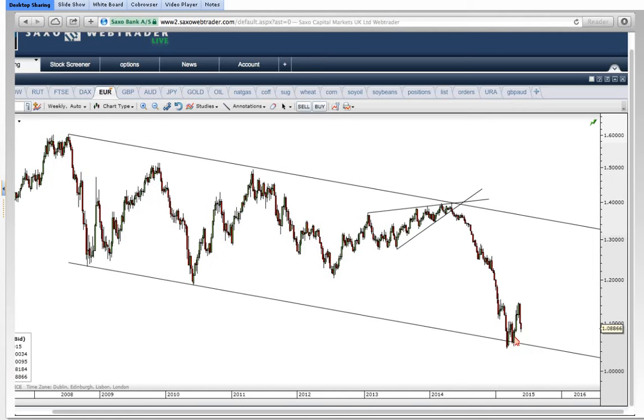it was one of the most crowded trades in history. Everyone was short Euro US dollar. So yes, this can be a short squeeze. This can be the start of something big for Euro. But I think we will see it very soon.